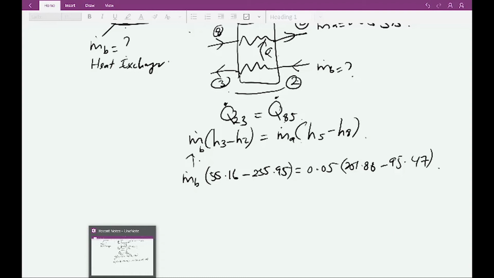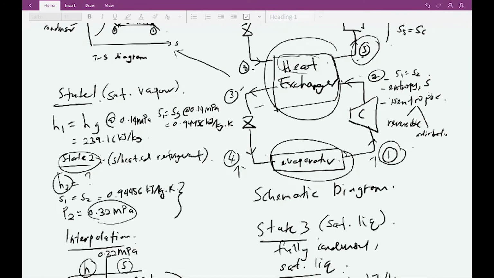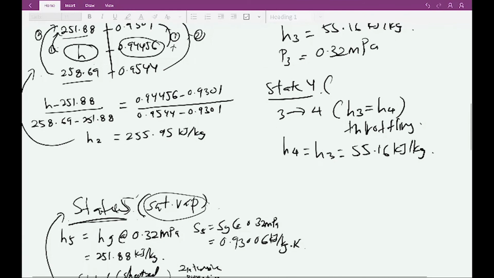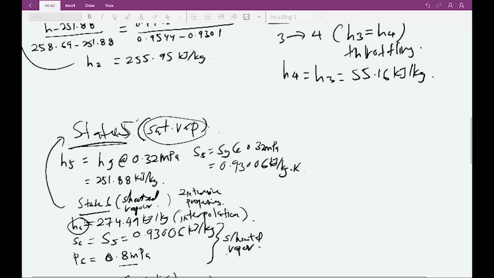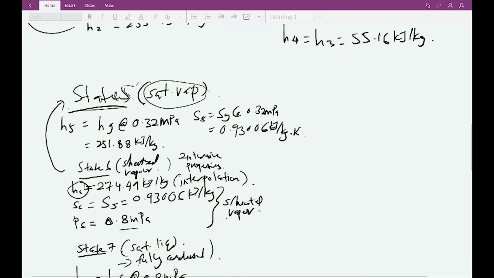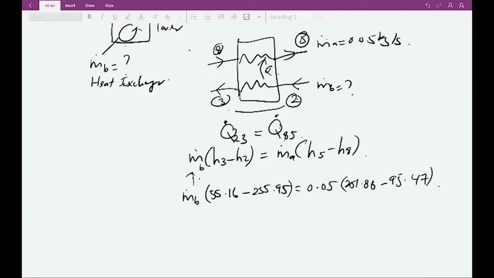And then when you want to solve the equation, I check again: h3 minus h2. h3 is 55.16, and then h2 is 255.95 kilojoule per kilogram. h5 is 251, and then h8 is 95.47.